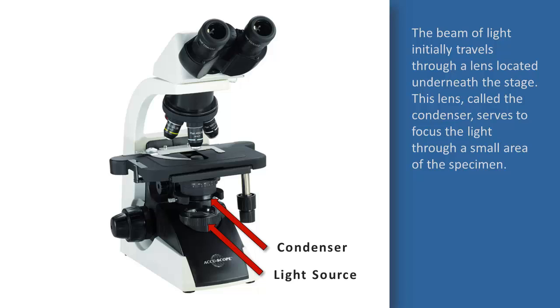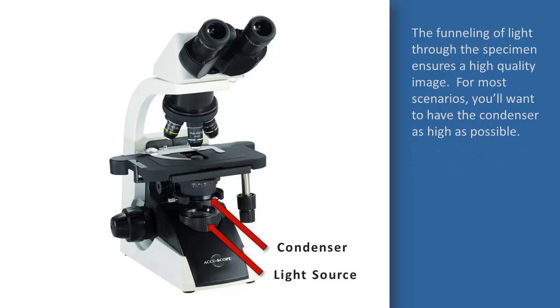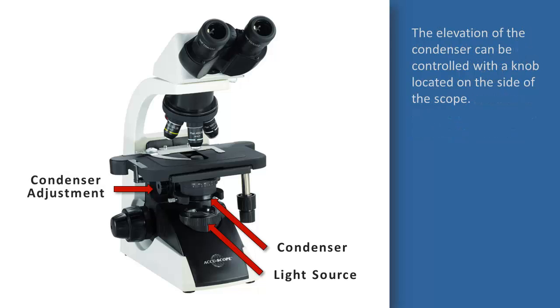The beam of light initially travels through a lens located underneath the stage. This lens, called the condenser, serves to focus the light through a small area of the specimen. The funneling of light through the specimen ensures a high-quality image. For most scenarios, you'll want to have the condenser as high as possible. The elevation of the condenser can be controlled with a knob located on the side of the scope.